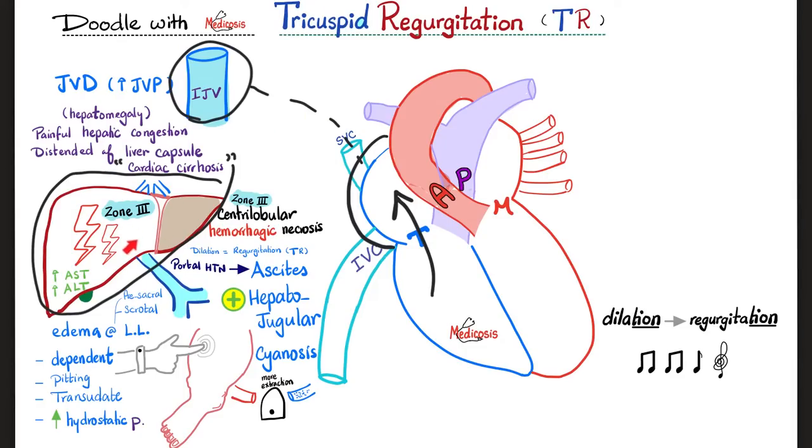Do I have these 4 criteria in case of tricuspid regurg? The answer is no, so this is not a true cirrhosis. What else is going to happen in the liver? Centrilobular hemorrhagic necrosis around zone 3. Why? Because the accumulation of blood happens in the inferior vena cava and therefore into the hepatic veins, and the hepatic veins are connected to the central vein, and the central vein is in zone 3 of the lobules of the liver.